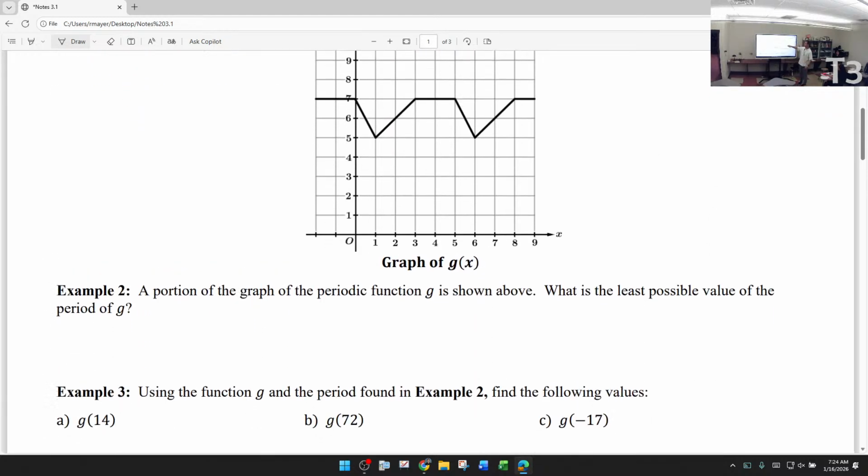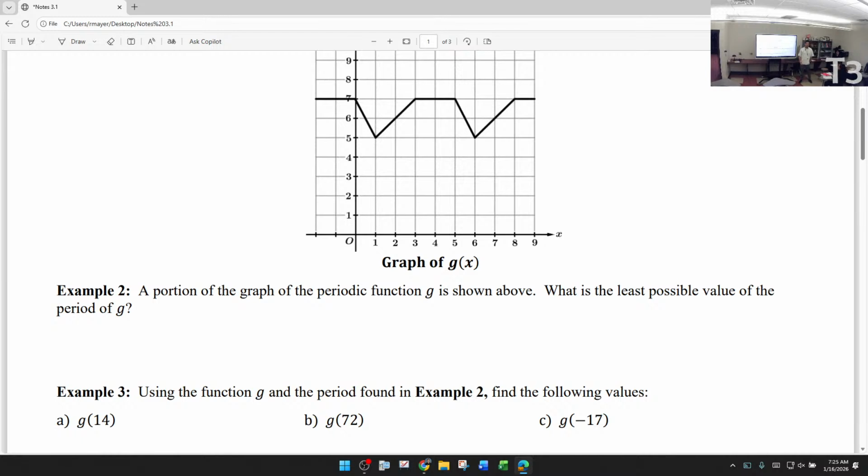Example number 2. A portion of the graph of a periodic function g is shown. Again, these are functions because they pass the vertical line test. It's never going to kick back around and do something weird. They're going to be functions. They're going to start somewhere and end somewhere. What is the least possible value of the period of g?